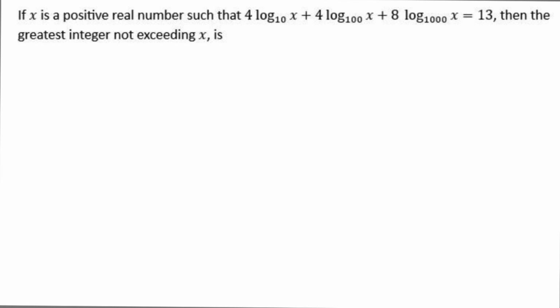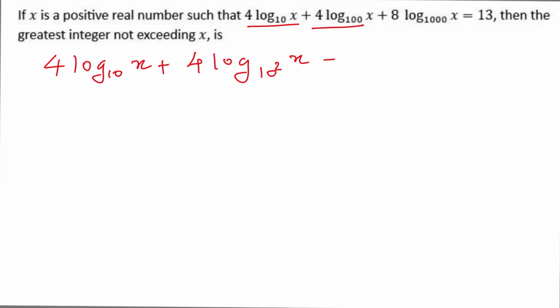So what we have to observe here is 4 log x to the base 10, the first term, I will simply write as it is. 4 log x to the base 10 plus the next term, 4 log x to the base 100, which we can write as 4 log x to the base 10 squared, plus the last term on the left hand side, 8 log x to the base 1000, which can be written as 8 log x to the base 10 cubed. The sum of these three has been given as 13.